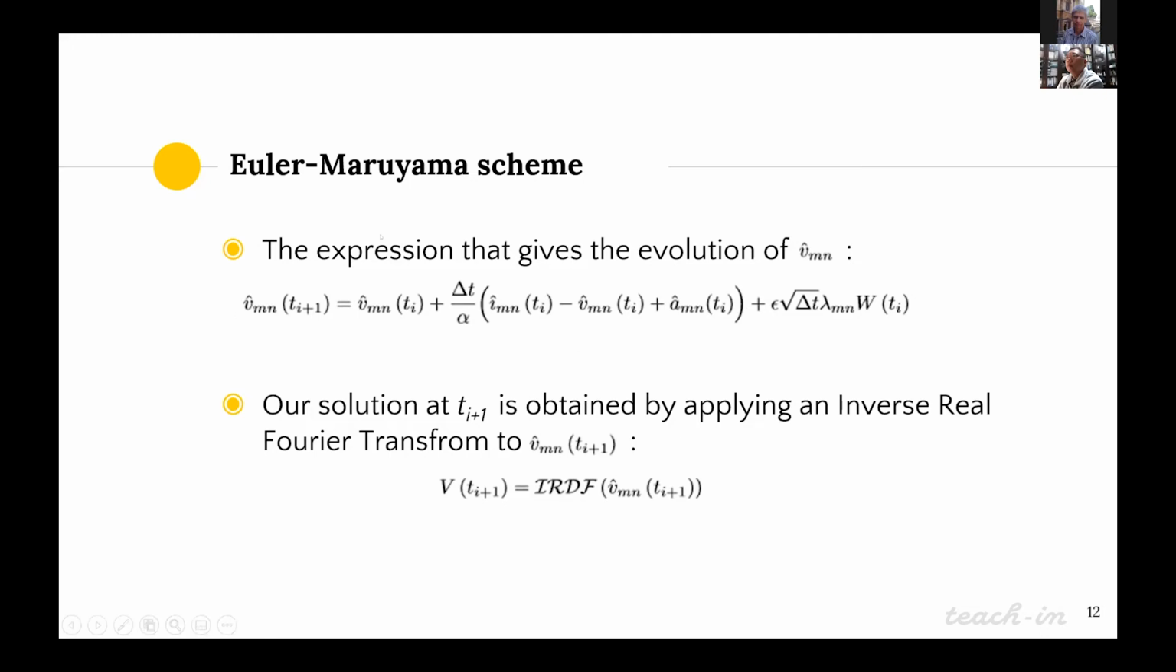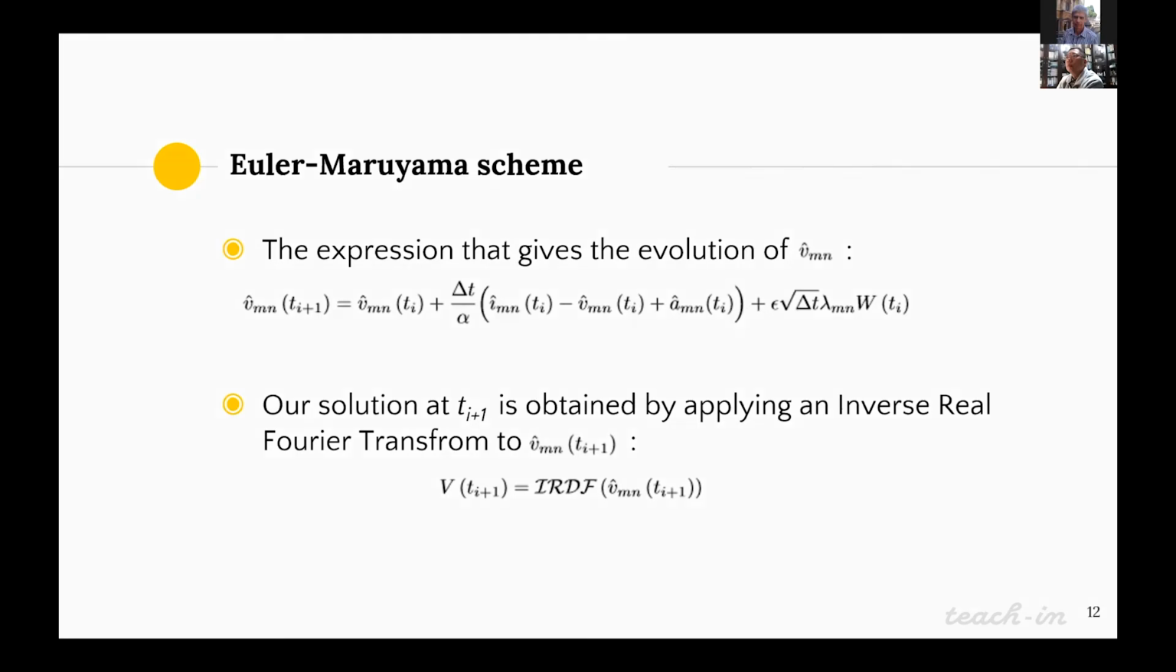Once we solve these stochastic differential equations, the solution V at the time moment ti plus 1 can be obtained by an inverse Fourier transformation. So Vmn hat are the Fourier coefficients. By the inverse Fourier transformation, we have the value of the solution.